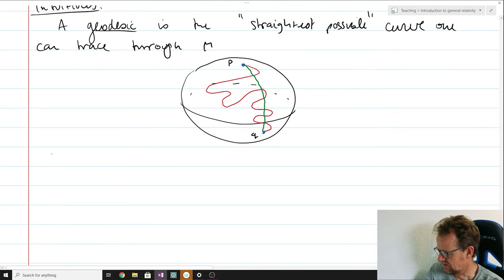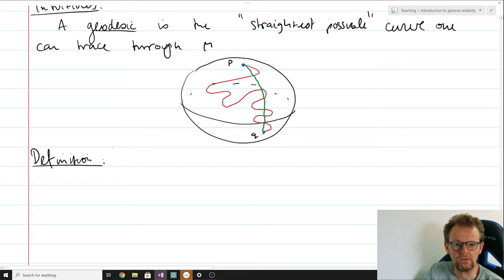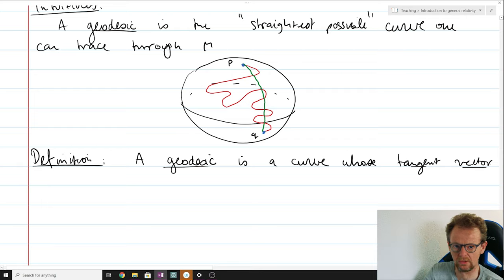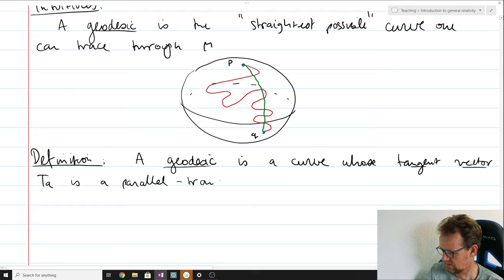But there's another important feature of this straighter curve that may not be apparent at first sight, but it is the notion that we can make intrinsic, namely a geodesic, or this straightest green curve, is a curve whose tangent vector is actually parallel transported along the curve itself. So you can look at the great circle and imagine parallel transporting the tangent vector along itself. The tangent vector of a great circle points along the great circle, and indeed the tangent vector of the curve is parallel transported along itself. And the red curve does not have that feature.